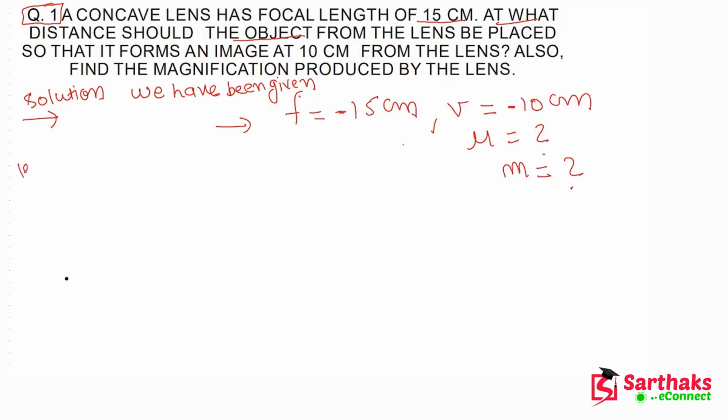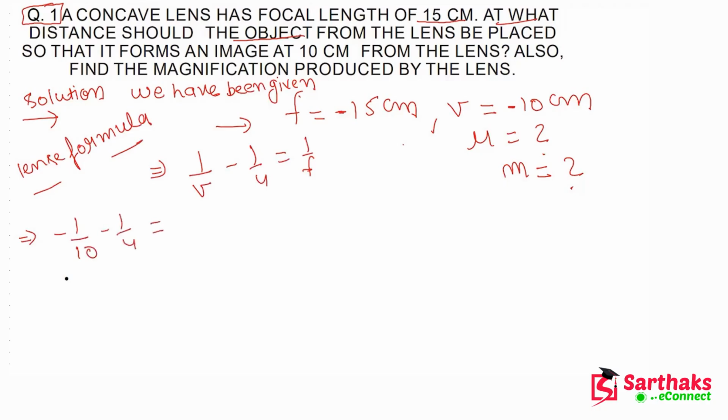So we will use the lens formula. And what is the lens formula? 1 upon v minus 1 upon u is equal to 1 upon f. Let me write it here for you. The value of v is minus 1 upon 10. The value of u is to be calculated. The value of f is minus 1 upon 15. So let me take it here. Let me bring it this side.